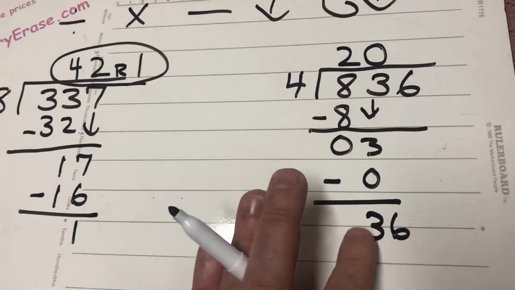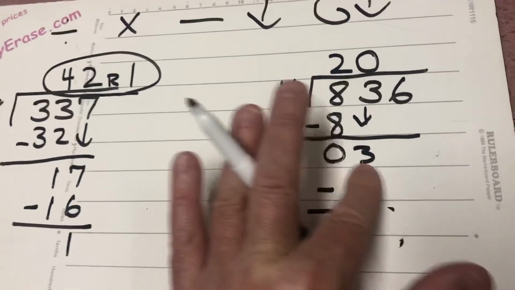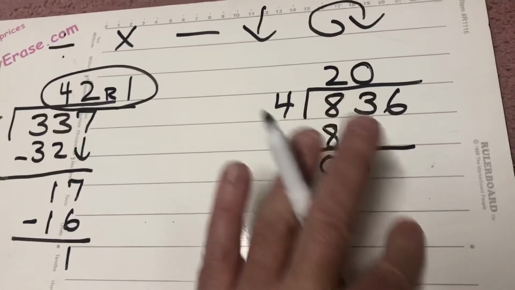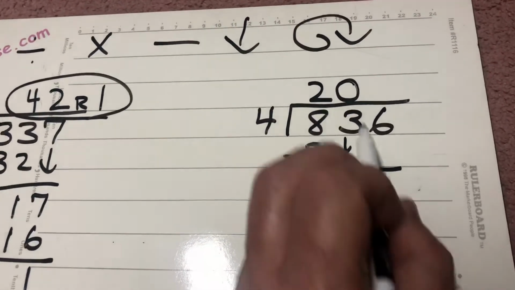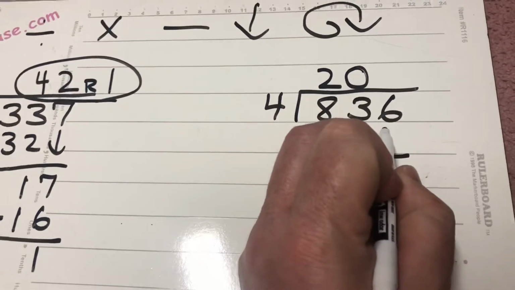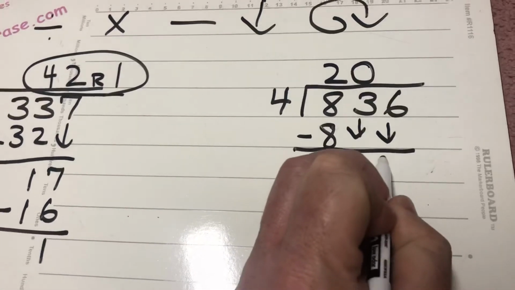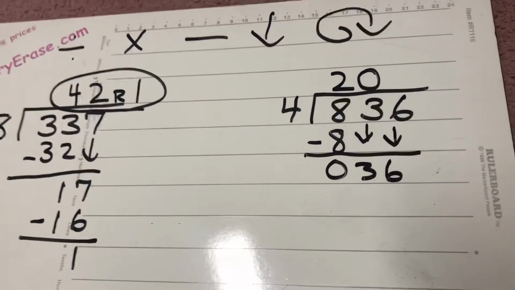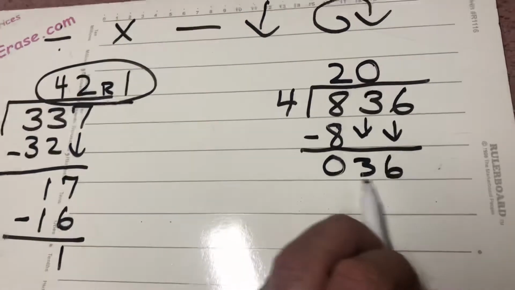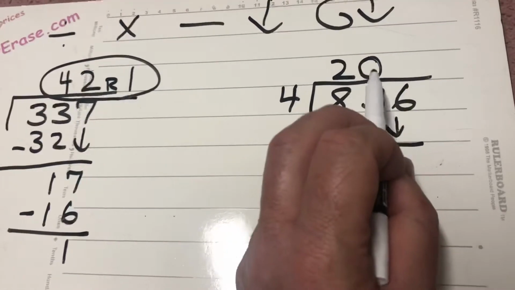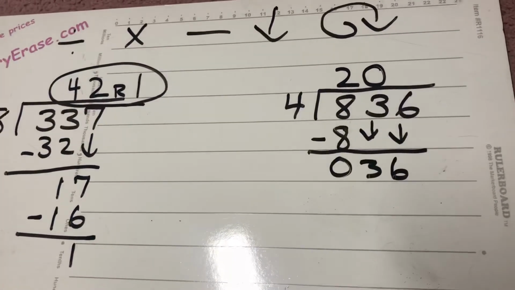If you want to, as long as you remember to put the 0 up there, since you're going to end up with 36 anyway, once you put the 0 up, then go ahead and drop the 6. And at this point, that's okay, because you ended up with 36 down here anyway. That's what you have here. The key is remembering to put the 0 up there.